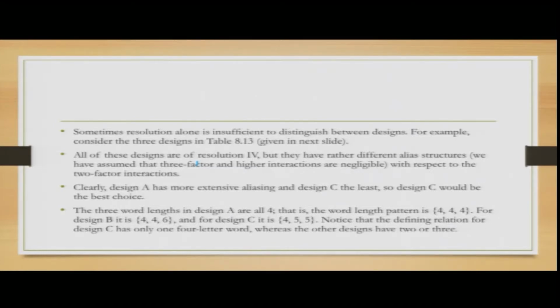The 3 word lengths in design A would be 4, 4, 4, depending on how you are trying to analyze. For B it would be 4, 4, 6 and for C it would be 4, 5, 5, depending on the overall structure we have analyzed for the problem. So, notice that the defining relation for design C has only one 4 letter word, whereas the other designs have 2 or 3, depending on the problem formulation which you have done. Obviously, A, B, C can be interchanged, so the output would be designed accordingly. So, A would not be 4, 4, 4 anymore. It will depend on how the design has been done.